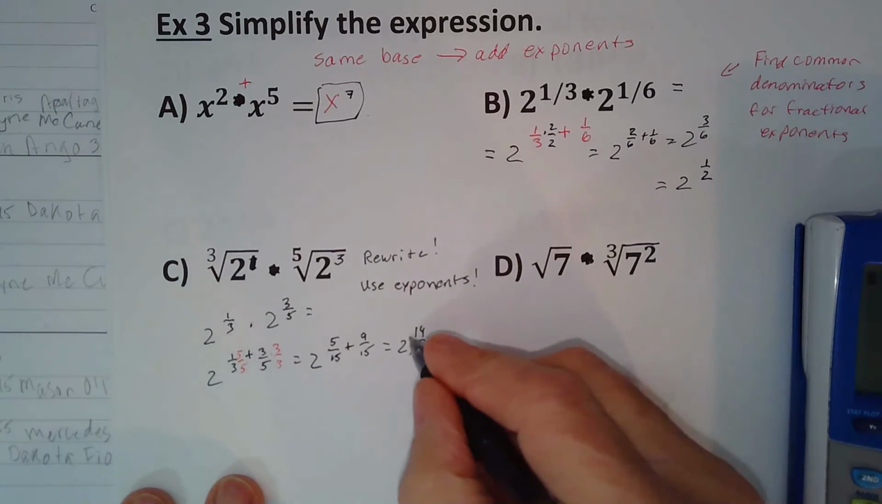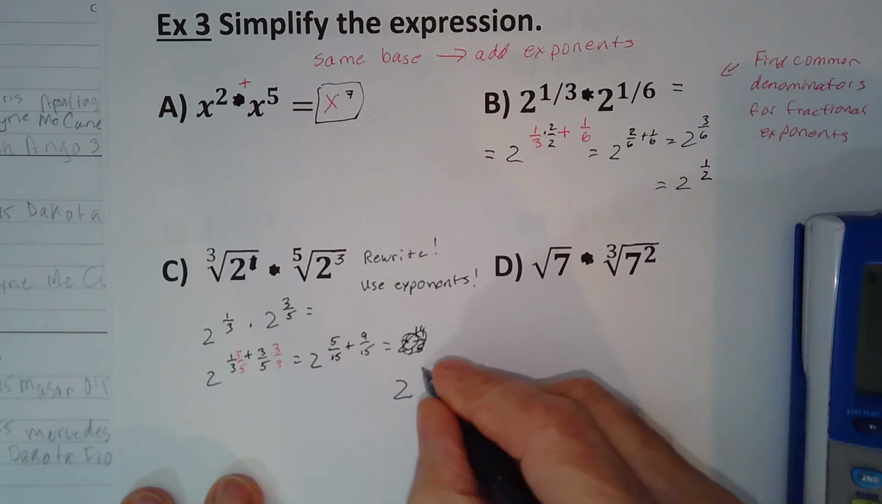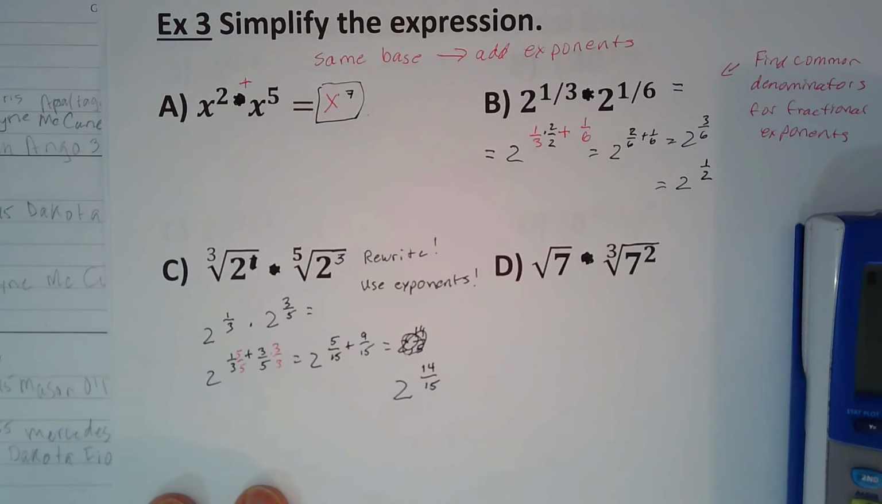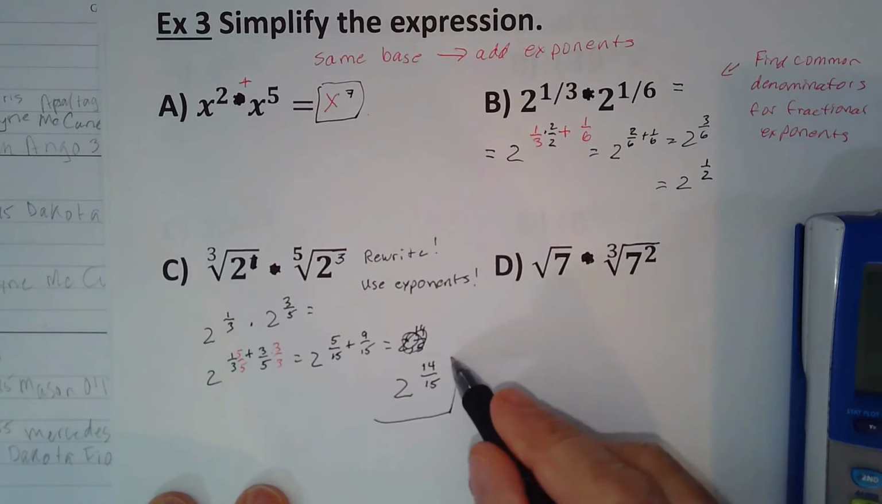And let's just make that a little bit bigger. So 2 to the 14th over 15. That's all there is to it. And that's a perfectly valid answer.